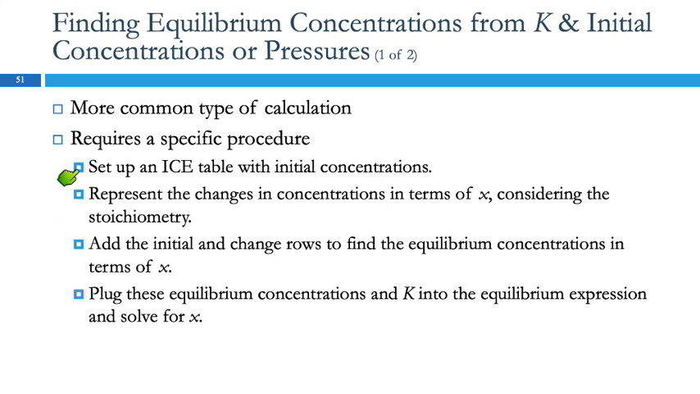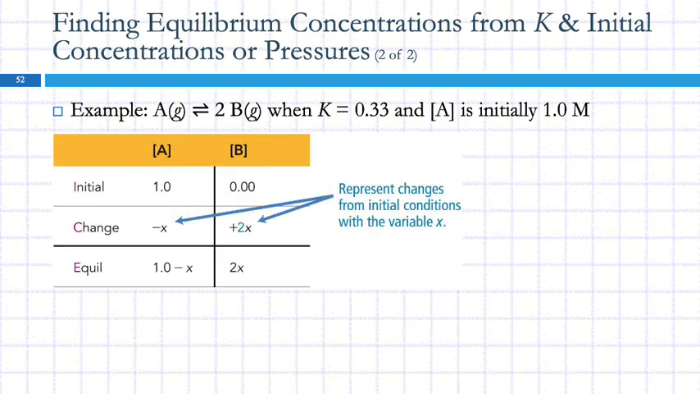The first thing we're going to do is set up an ICE table with initial concentrations. Then we're going to represent the changes, that middle row, in terms of X, and we consider the stoichiometry when we do this. Then we add the initial and change rows to find the equilibrium concentrations in terms of X, and then we plug those into the equilibrium expression and solve for X. And this is where the solver on a TI-36X Pro can be super useful. So here is a simple example, and then we'll do one that's a little more complicated.